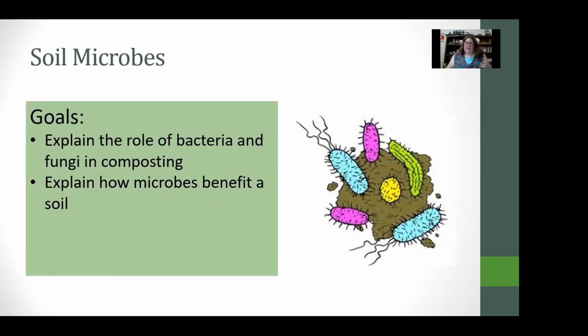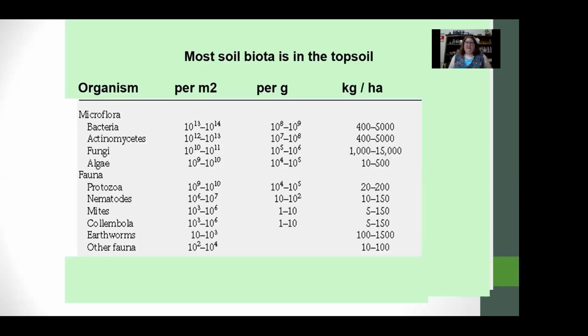So we're going to talk about what role bacteria and fungi play in actually taking the materials you put in your compost bin and turning them into that dark humus-rich material that we want in our garden. And then we're also going to talk about what benefits those have in your soils around your plant roots. So why do we want those microbes in our habitat in the first place? Because they're a very important piece.